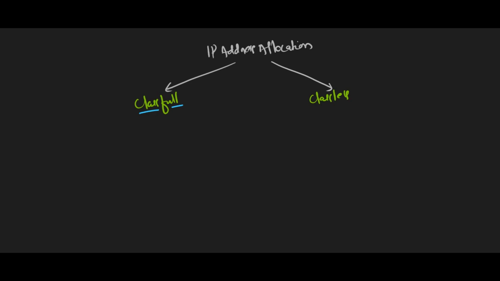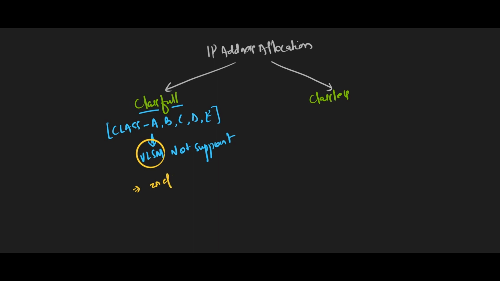So when we talk about IP address allocation, it is divided into two parts. One is classful, the other one is classless. When we talk about classful, the IP address ranges are divided into classes. So we have class A, B, C, D, and E. We have different classes for this. And just remember that VLSM is not supported with classful addressing. So what will happen if VLSM is not supported? Then it is an inefficient way, by which we cannot assign smaller subnets as per the need. At the same time, classless addressing supports VLSM.